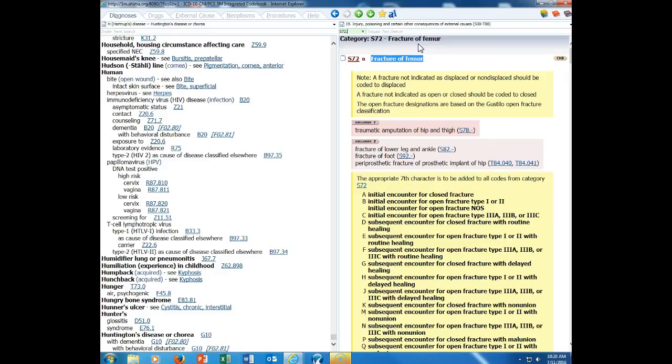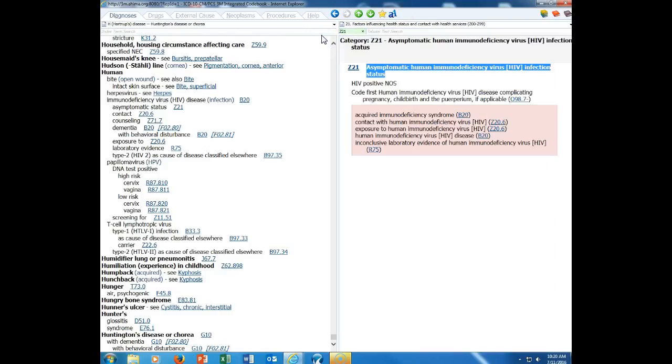Now, there are some scenarios that relate to newly diagnosed patients. And if a patient is newly diagnosed as being HIV positive, they are Z21. And it doesn't matter when you're using Z21, it doesn't matter whether they're newly diagnosed or whether they're just HIV positive. And actually, there are many people who are HIV positive and they never manifest the disease.